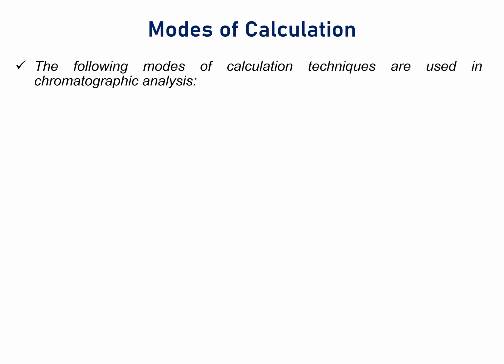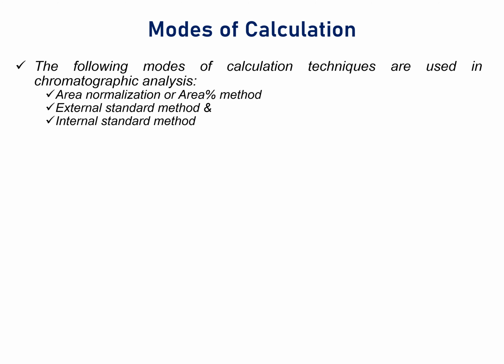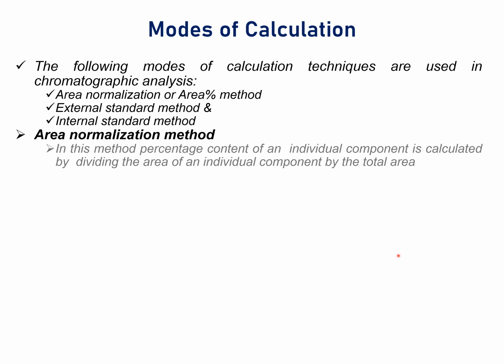Of calculation, the following techniques are used for calculation in chromatographic analysis: area normalization method or area percent method, external standard method, internal standard method.